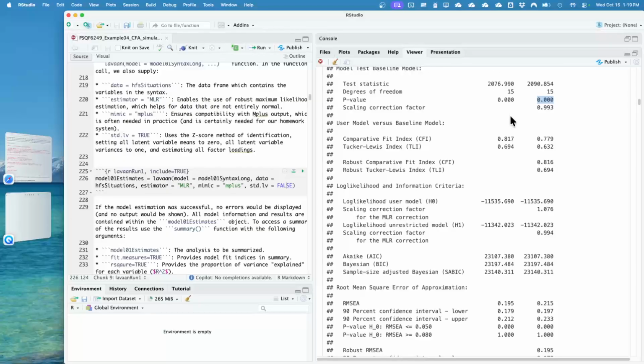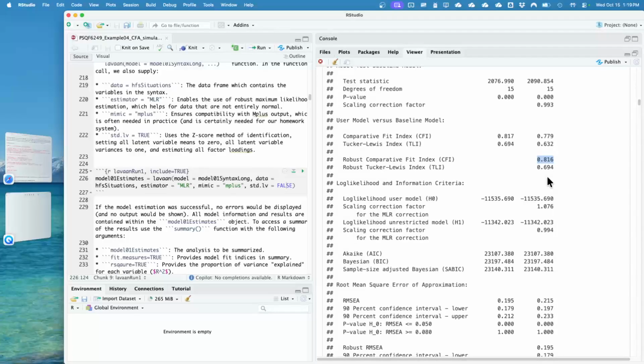Got one more minute. Let's talk about CFI and TLI. So here, I like to look at the robust versions down here. This is a model fit index. We want this to be above 0.95. Both of those are too small. So by CFI and TLI, we now have more pieces of evidence that the model does not fit.